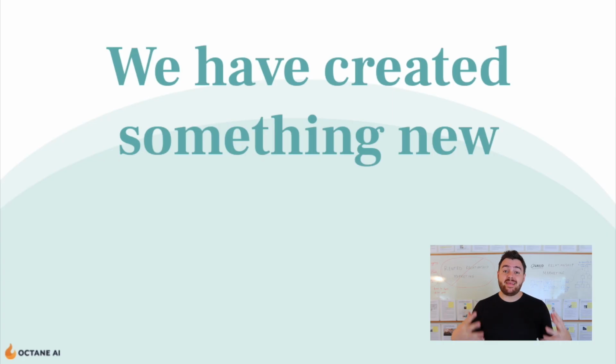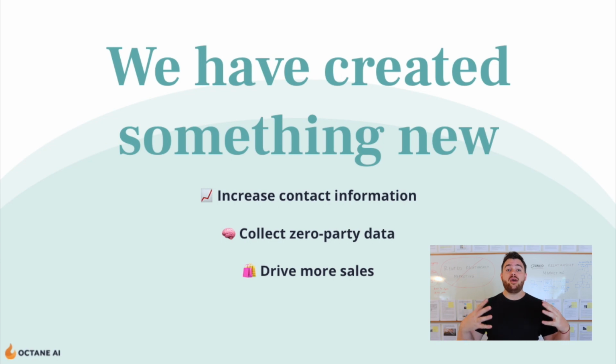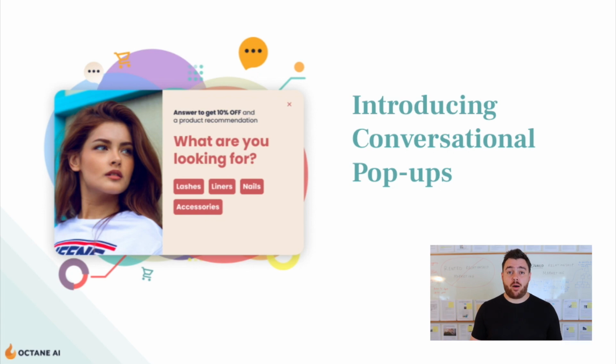And so to make this as simple as possible, to help you increase the amount of contact information you get and get 10 to 20% of people who visit your website, to start collecting zero-party data, so actually what are people's preferences, and to drive more sales, we have created something in Octane AI that makes this super, super simple. You can set it up in minutes, and the stats are absolutely off the charts. It's called Conversational Pop-ups. Now, conversational pop-ups are amazing.